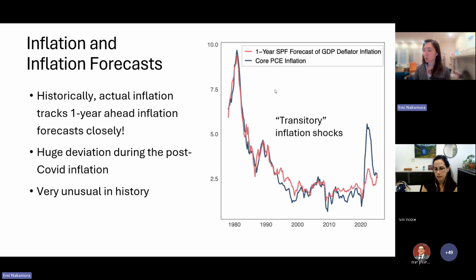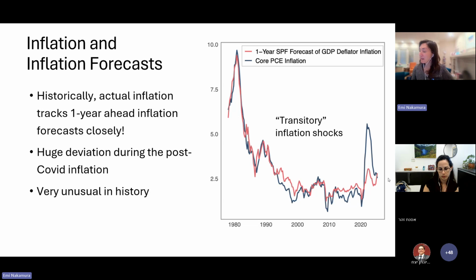COVID. So historically, inflation and one-year ahead inflation expectations have moved together almost one for one. Here is what I'm showing you. The red line is the 1 year ahead inflation forecast from the Survey of Professional Forecasters, and the blue line is actual core inflation. You can see that until very recently, these two lines lie almost entirely on top of each other. So in other words, current inflation and 1 year ahead inflation expectations, which is typically something we see as a pretty short-term forecast, are almost the same variable.